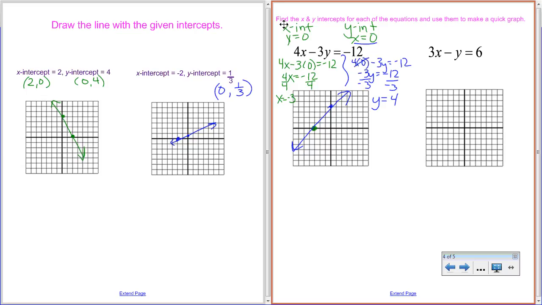Well, let's go take a look at this one. I'm going to find my x-intercept by making y equal to 0.